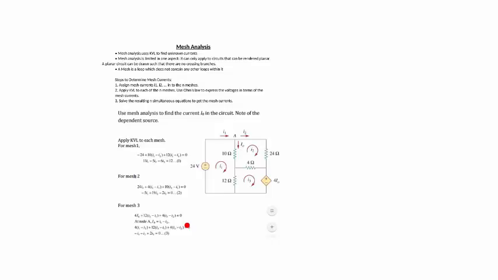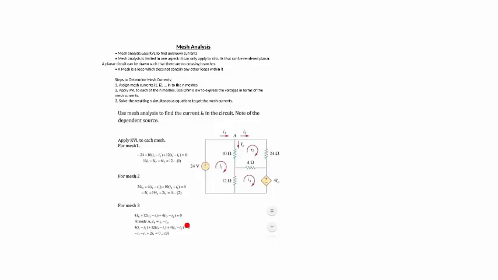So first of all, what is mesh analysis? Mesh analysis is just Kirchhoff's voltage law to find unknown current. So that is what I just explained. And mesh analysis is limited to one aspect. It can only apply to circuits that can be rendered planar. So it needs to be a closed loop circuit. A planar circuit can be drawn such that there are no crossing branches.